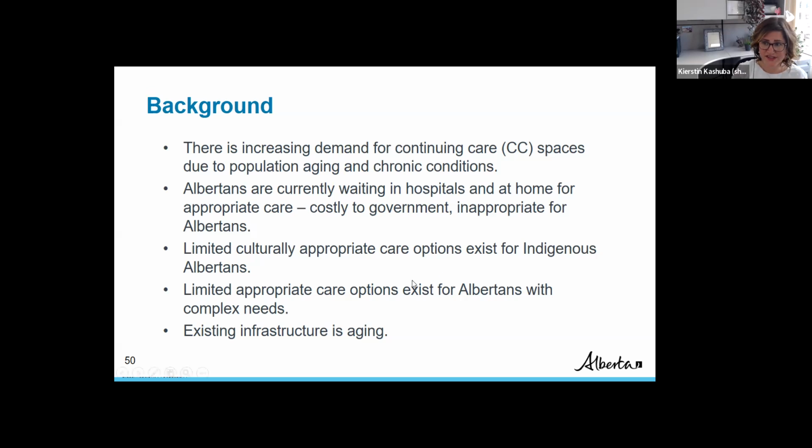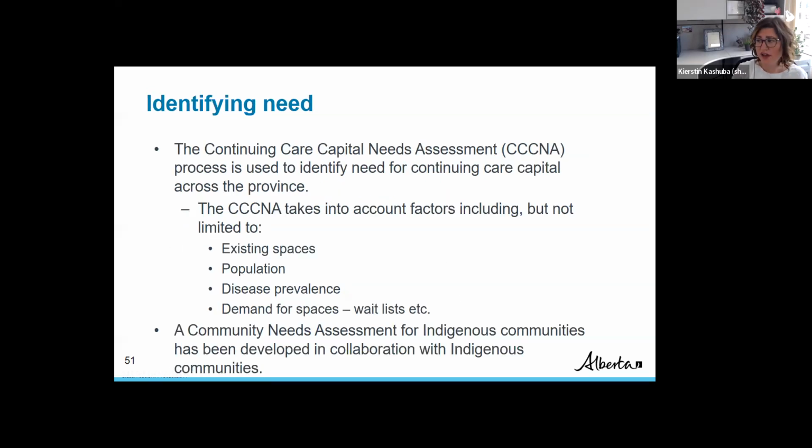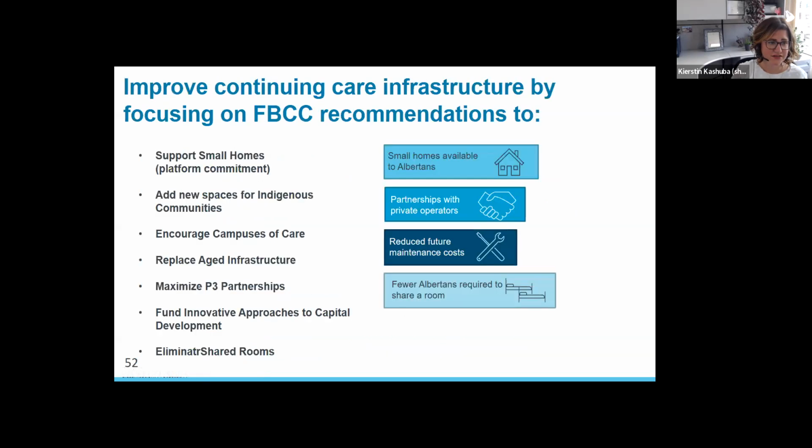I'll just note on this next slide here on identifying need, Alberta Health Services does have a really comprehensive model for determining where spaces are most needed that takes into account a whole range of factors, including but not limited to existing spaces, population demand, disease prevalence, including chronic disease, and demand for spaces that's derived from wait lists. We also have developed a community needs assessment for Indigenous communities, who've been involved in collaboration on developing this model for Indigenous communities. Next slide.